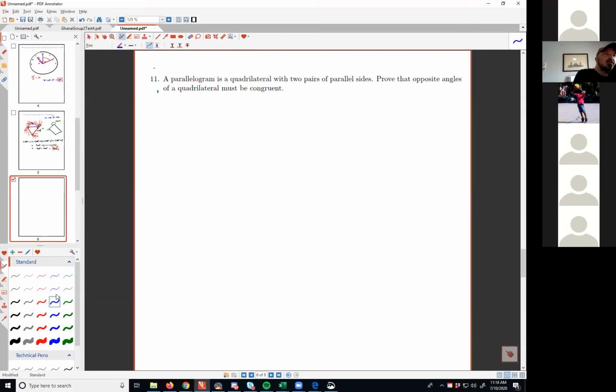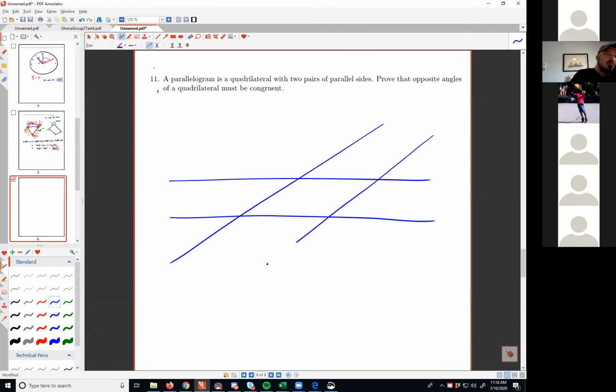So let's take a look here. Now I'm going to go ahead and just draw parallel lines as if we extended them already. But in green, I'll draw a parallelogram. Vertices A, B, C, and D. This line parallel to this one. This line parallel to this one. Prove that the opposite angles of a quadrilateral must be congruent.